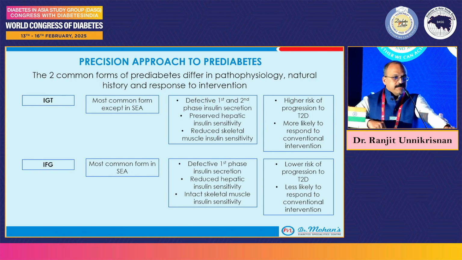IFG, on the other hand, which is the most common form of prediabetes in India and the rest of Southeast Asia, is characterized by normal skeletal muscle insulin sensitivity, reduced hepatic insulin sensitivity, effective first but not second phase insulin secretion. It has a lower risk of progression to type 2 diabetes, but those who do progress, there is very little we can do with the current level of information to prevent these people from developing diabetes.